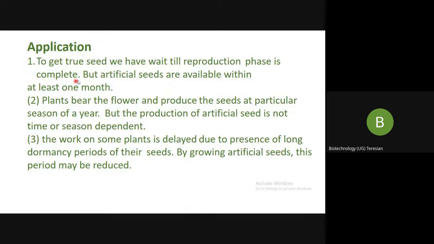To get a true seed, we have to wait till the reproduction phase is complete. What do I mean by true seed? In the natural environment, if I want a seed, I have to wait. It has to fruit, and then I'll get the seed. It is season dependent. Some will take years together to obtain a seed. But artificial seeds are available within at least one month.